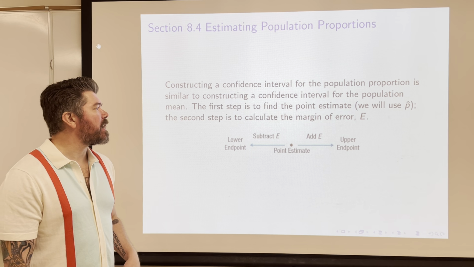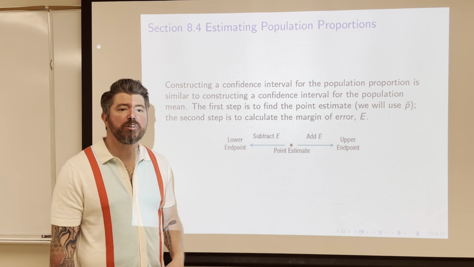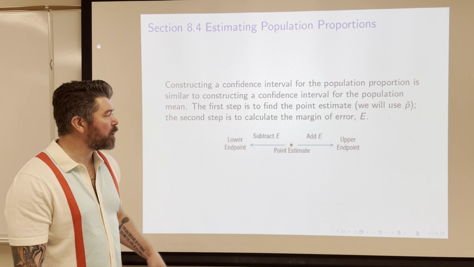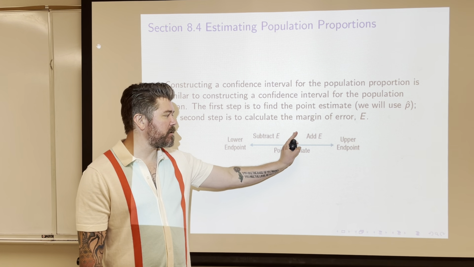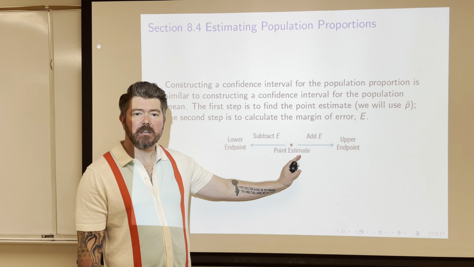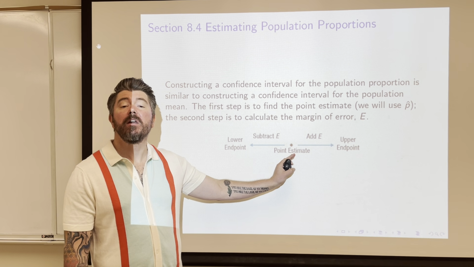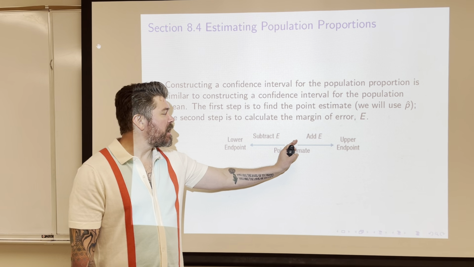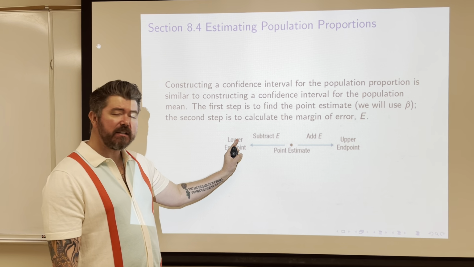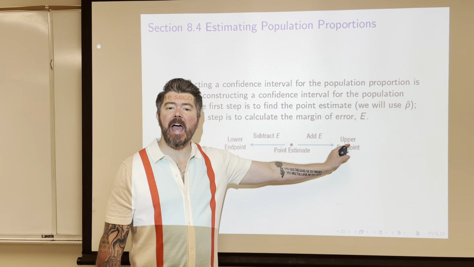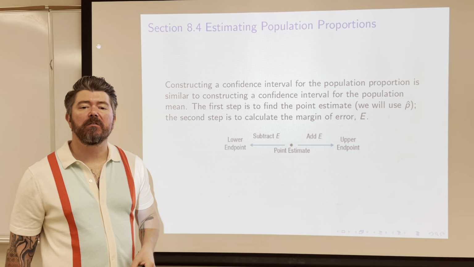The second step is to calculate the margin of error E. So we're going to start with our point estimate, in this case P hat. In the last two sections, 8.1 and 8.3, we used x bar. And we're going to subtract E, and we're going to add E to create our interval estimate.